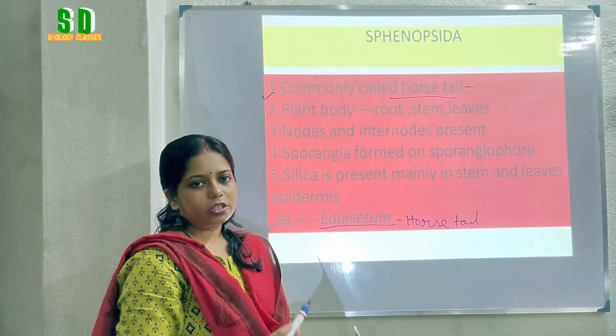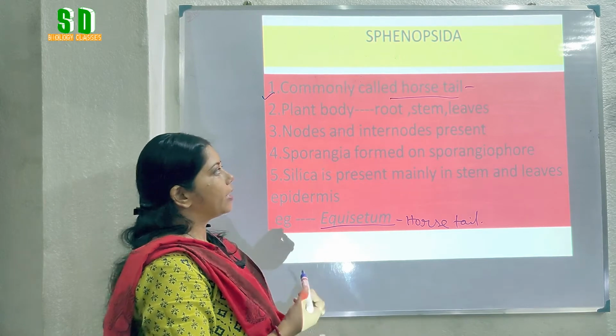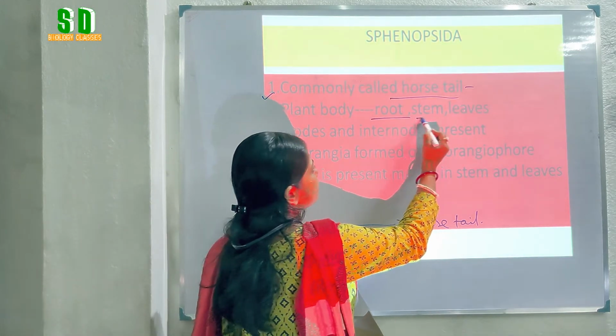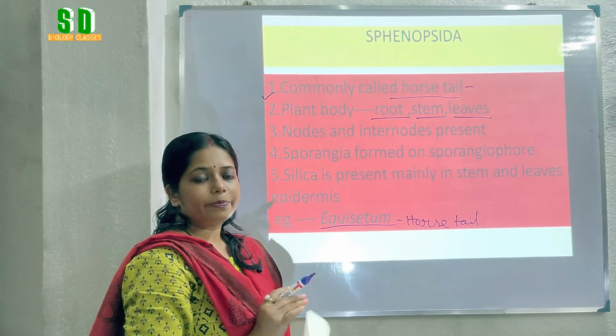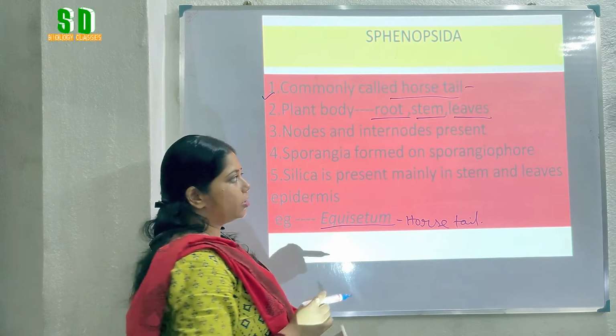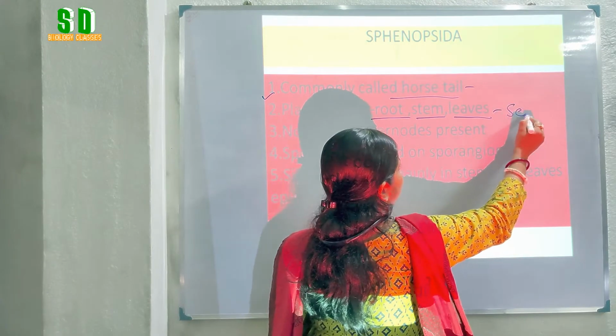Here in the members of the Sphenopsida, the plant body is differentiated into root, stem and leaf-like structure. But the leaves are not megaphyllous or macrophyllous type of leaves. Leaves are also scaly leaves.